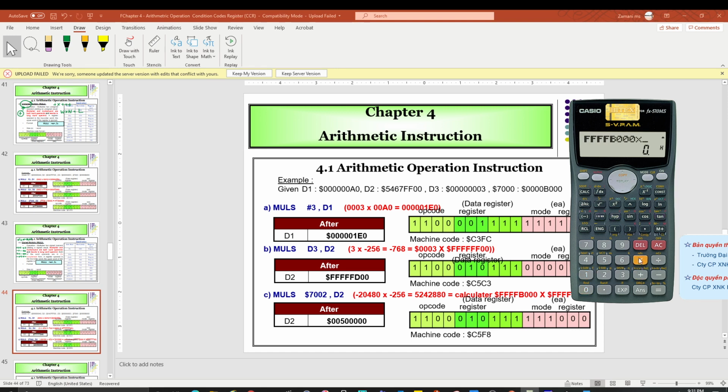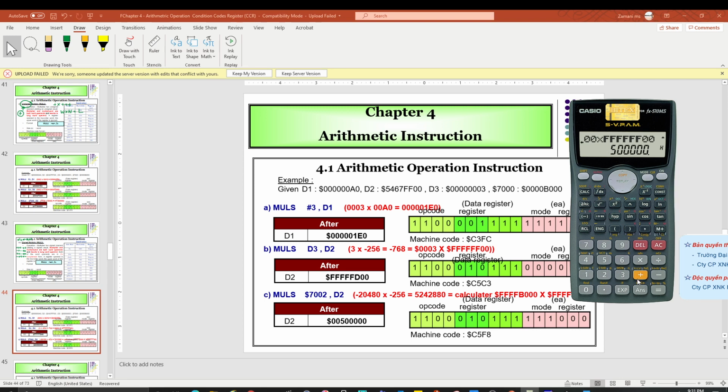B000 times D2, right? D2 is FF. So all F at the front, 1, 2, 3, 4, FF00, and negative times negative, you must receive this one as a positive number. So it's a 500,000. So at the front is going to be 00.